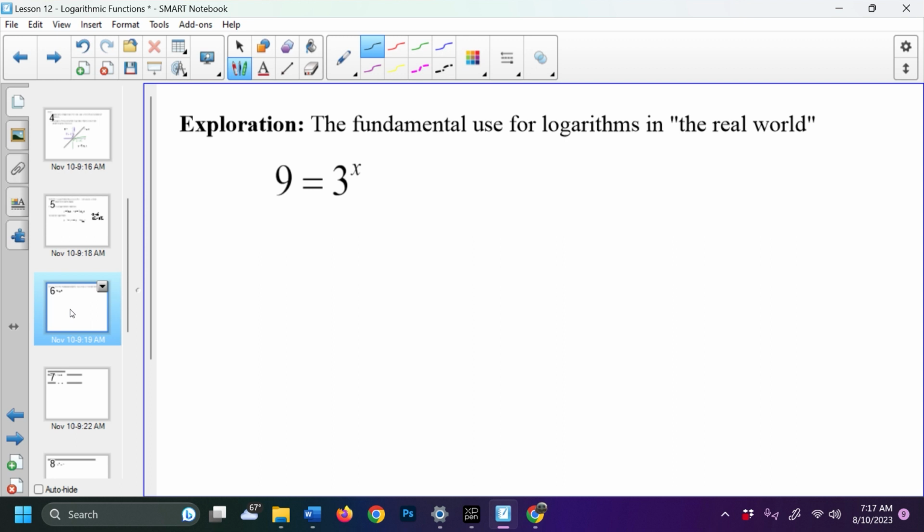Finally, before we get into examples, let's talk about why we're learning logarithms in the first place. Now, I'm making an assumption here, but I'm assuming that if you are watching this video to learn pre-calculus, you can probably solve this thing in your head. You can say, okay, I have 9 equals 3 to the x, and I have to ask myself, 3 to what power is equal to 9? Well, that's not too difficult because we know that 3 squared is equal to 9.